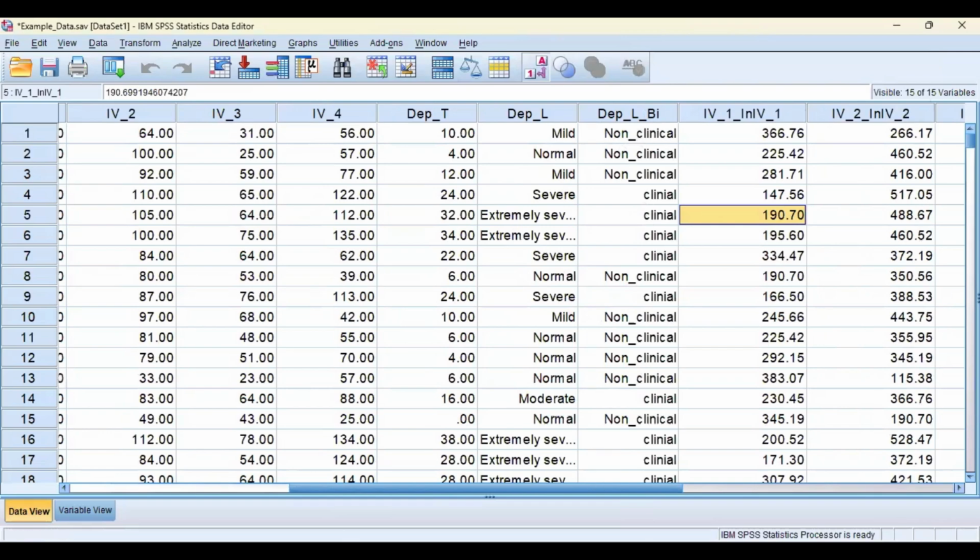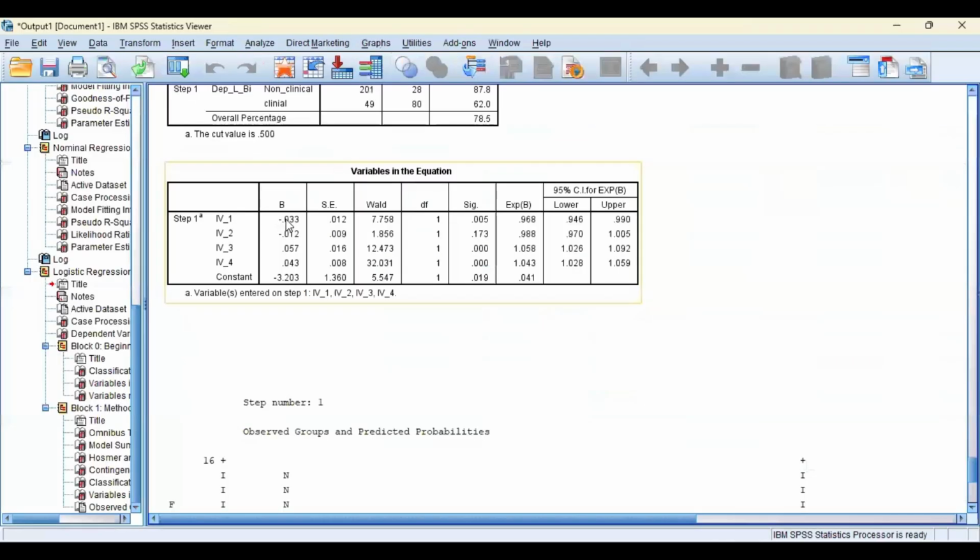So considering that, when I come to this table, a negative regression coefficient and an odds ratio less than 1 show that higher levels of my IV1 can actually reduce the odds of clinical depression, because you remember 0 was non-clinical and 1 was clinical. That means that a positive relationship would increase the odds. But here it decreases.